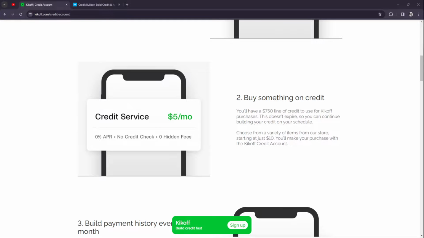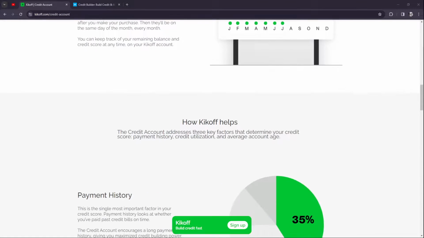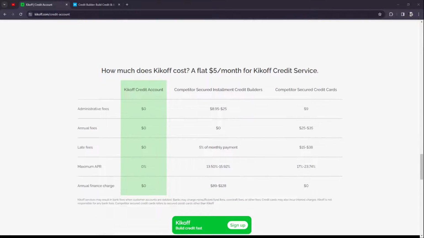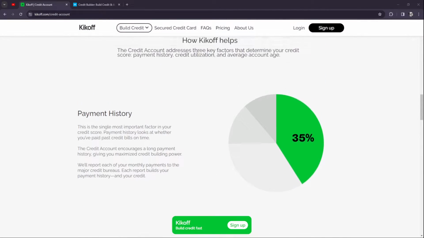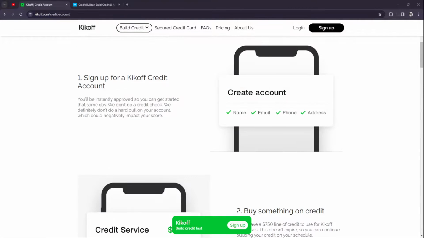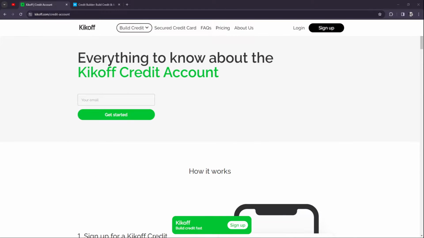So this is a very great feature from Kikoff, and most probably I will be trying this one out soon. I've only been reading the papers on this and community reviews about the Kikoff credit account, and I really think this is a good thing to try.